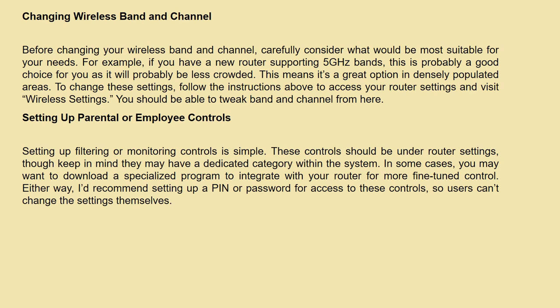And for your parental and employee controls, setting up the filtering or monitoring controls is simple. These controls should be under your router settings. Keep in mind that it may have a dedicated category within the system. In some cases you may want to download a specialized program to integrate with your router for more fine-tuned control. Either way, I recommend setting up a PIN or password for access to these controls, so users cannot change the settings themselves.